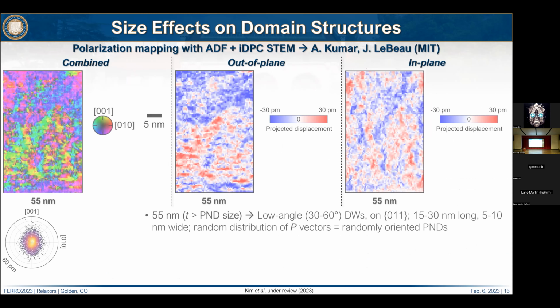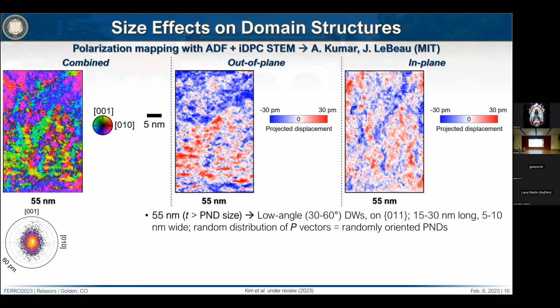All right, so start with a thick film, 55 nanometers. Jim has done his studies. So this is the overall polarization structure, the out-of-plane and in-plane components of these things. What do we see here? Well, when it's much thicker than the polar nanodomain size, we see these low-angle domain boundaries. They're typically on these kind of 011 type directions. And we see that these things are anisotropic. They're a little bit longer than they are wide. And if you just kind of do a Fourier transform of what's happening here, you have a random distribution of polarization vector. So randomly oriented polar nanodomains.